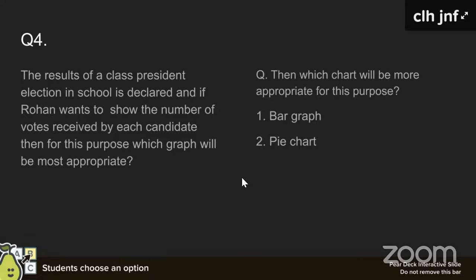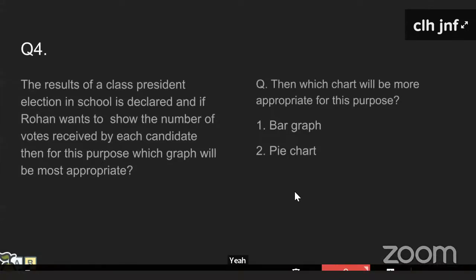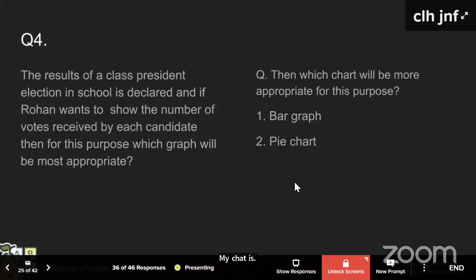Okay, so what do you think? Which kind of chart, bar chart or pie chart, should we use? Bar chart, ma'am. Bar chart is used. Yeah, bar chart.